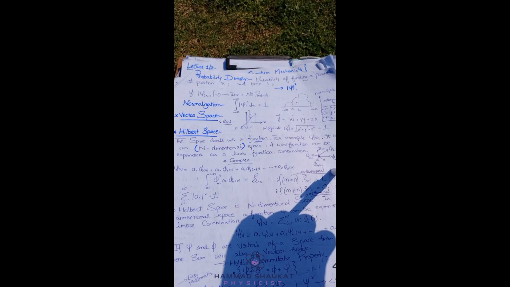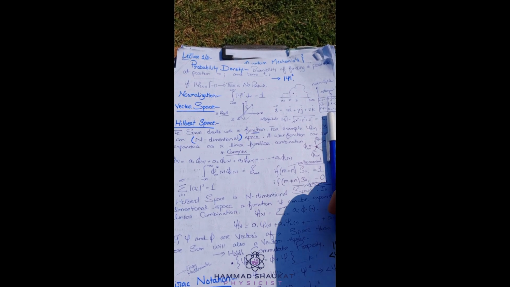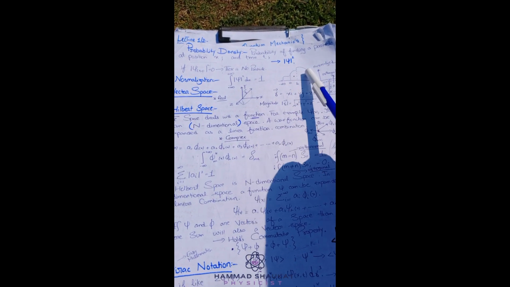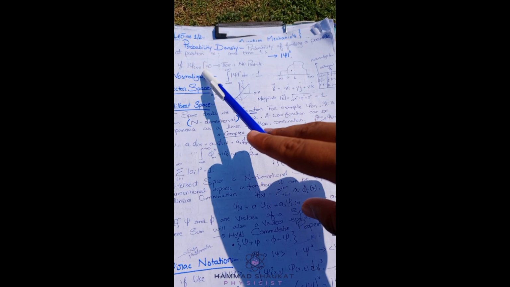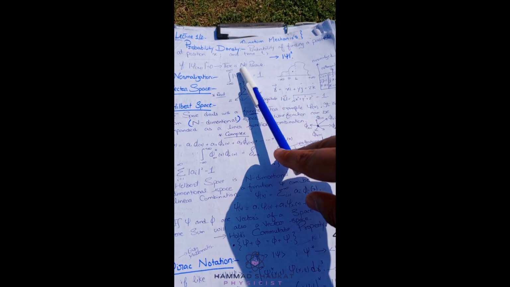If you want to find the probability density, you just have to take the mod square. Meaning if you have to find the probability of psi, then you have to take psi square. If psi of x,t, the time-dependent wave function, has probability 0, then there is no particle.